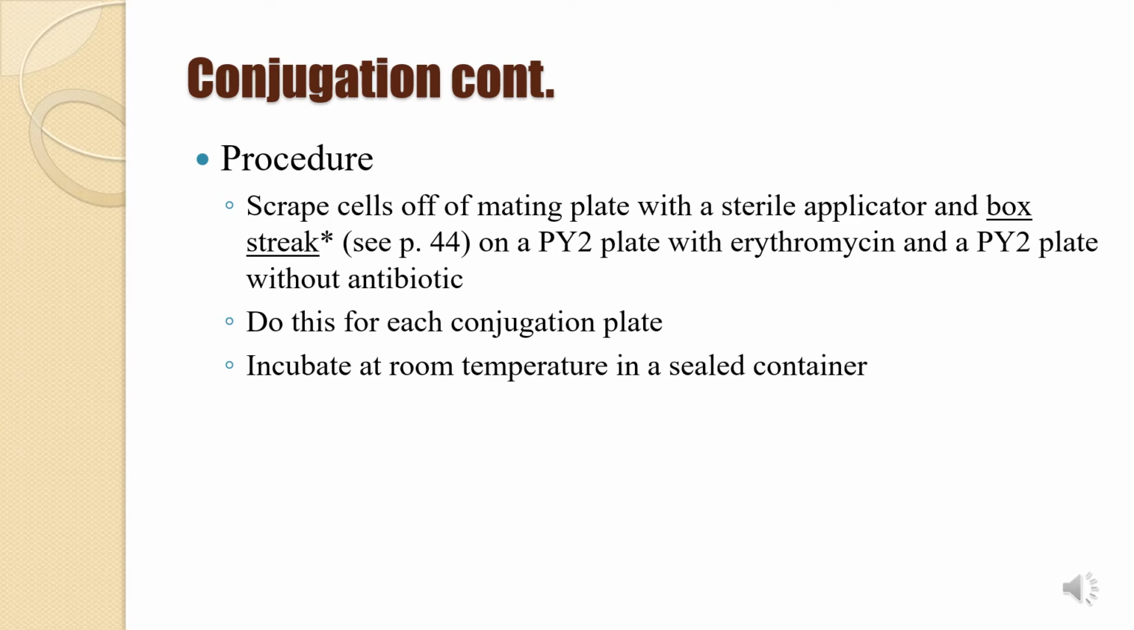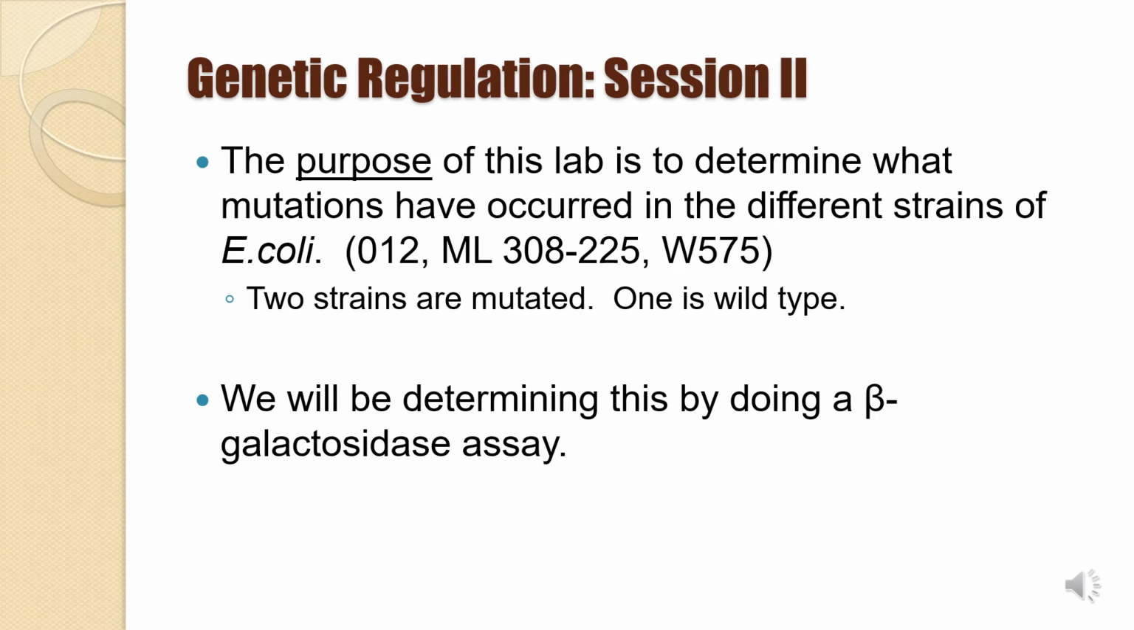This is important because erythromycin will be selecting for F. johnsoniae, because only F. johnsoniae will be able to use the antibiotic resistance gene that is located in the plasmid. Therefore, it will kill off any E. coli that may have also been growing in the culture. We'll be doing this for each of our conjugation plates, which we have 4, so that brings our total to 8 plates. We'll be incubating these at room temperature in a sealed container to make sure they do not dry out. Onto genetic regulation.